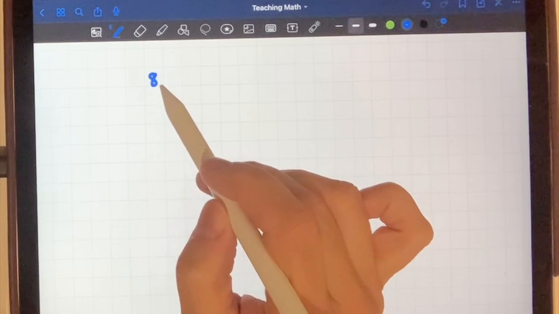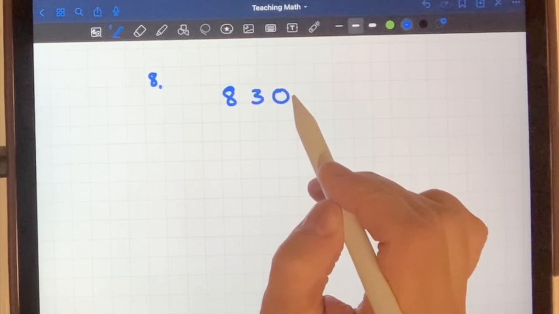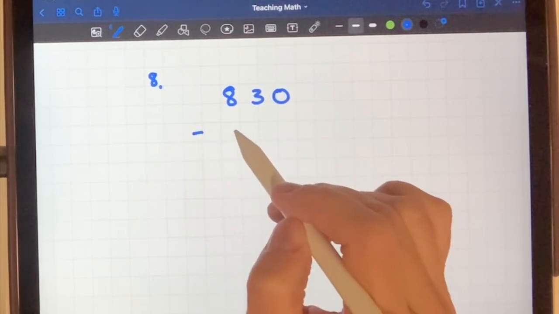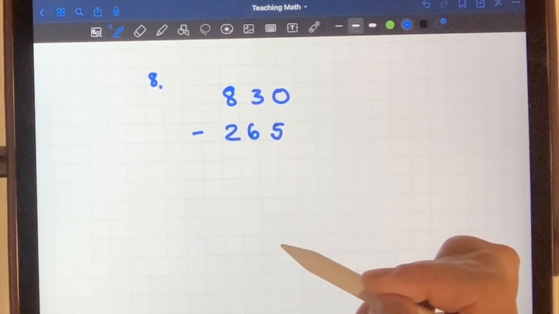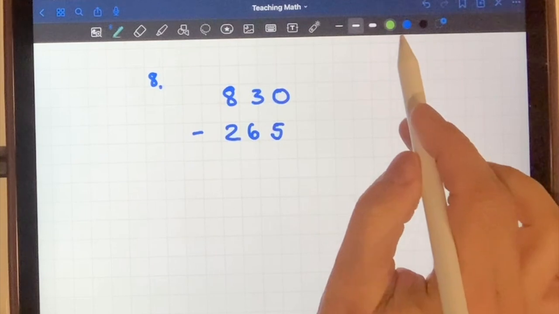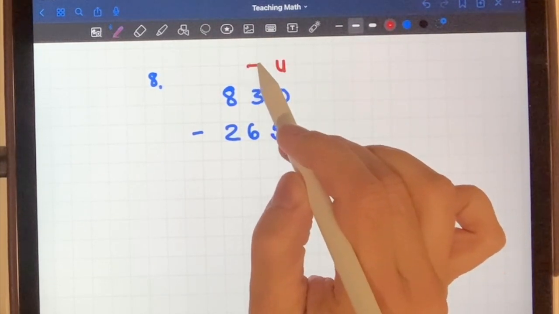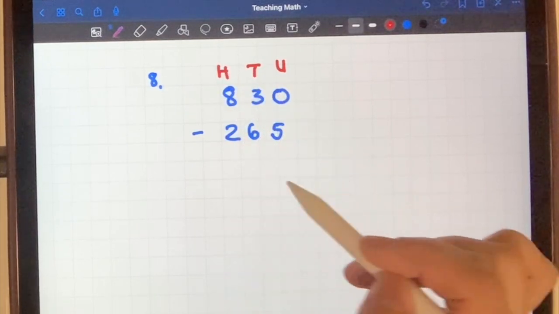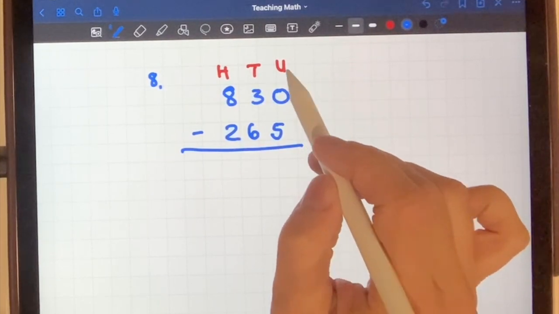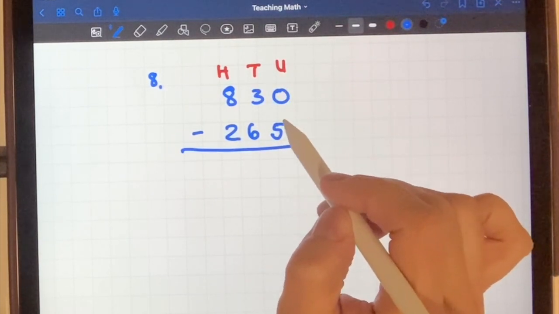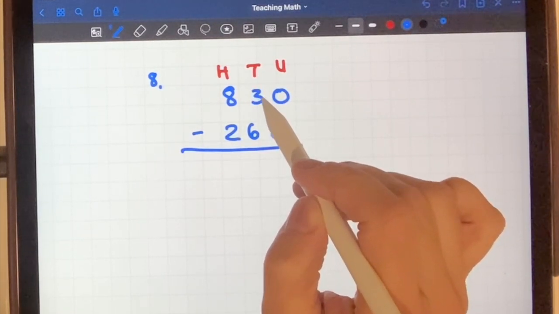Let's do another example with borrowing. 830 minus 265. So I'm going to put in my column reminders. There I've got units, tens, hundreds. Okay. So in my units column, I've got 0 minus 5, and I can't do that, so I need to borrow from the neighbour.